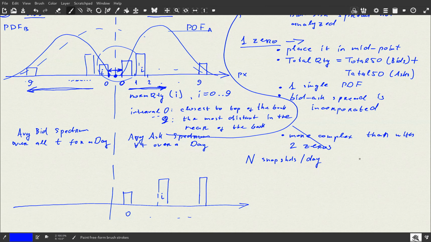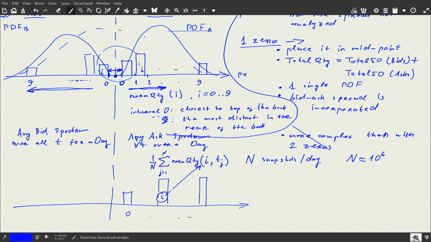Where n is about 10 to the power 6, as you said. So for each column, for each interval, what would be the simplest way to compute the average? Just to take the average, 1 over n, sum from j = 1 to n of the normalized quantity. No, i is the number of intervals, sorry, let me say j. The normalized quantity for this interval i at time tj. All right.